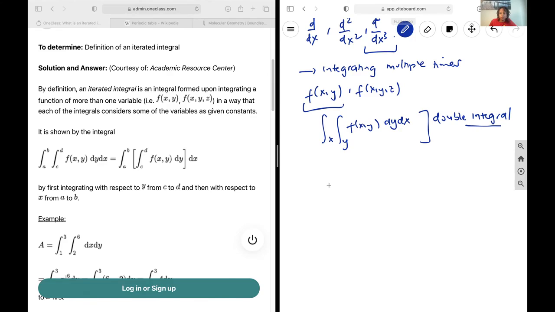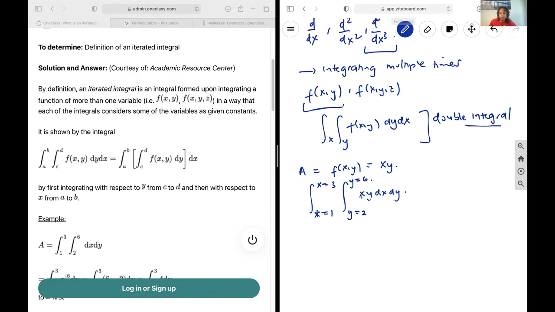A good example of this would be, let's say we have the function f of x, y is equal to xy as an example, right? And then we'd like to integrate last as x goes from x equals 1 to x equals 3. But firstly, we'll be integrating from y equals 2 to y equals 6, okay?